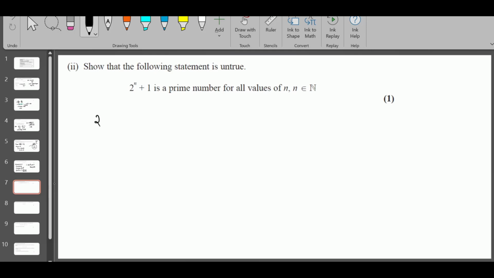Okay, the prime numbers are 2, 3, 5, 7, 11, etc. Sub in any of the numbers here and check when you are getting a number which is not a prime. 2 power 2 plus 1 is prime. 2 power 3, 8 plus 1, 9. Yes. When n is equal to 3, 2 power 3 plus 1 is equal to 9. Not prime. You just need to write this. That's all.